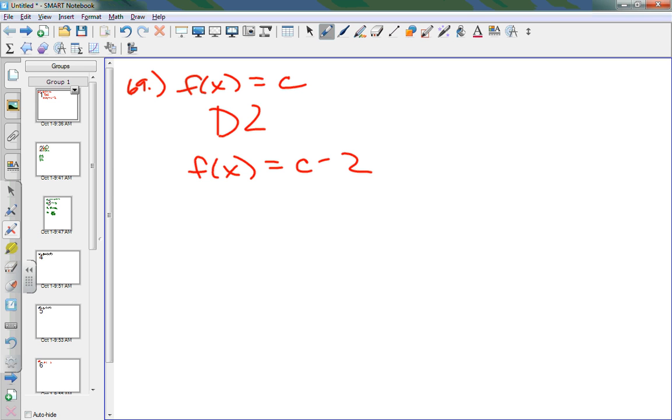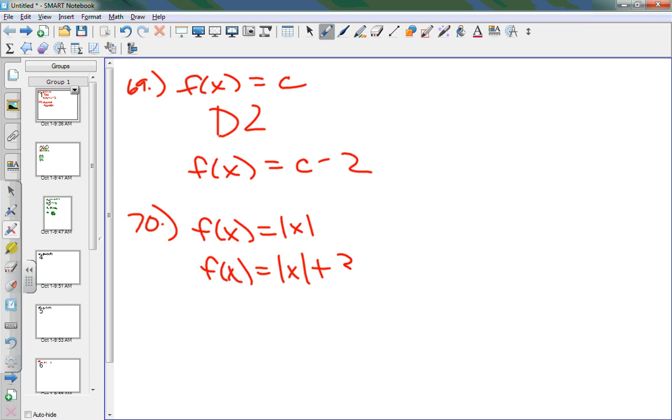Okay. 70, what's going on with it? What's the parent function? F of x equals the absolute value of x. What's happening to that thing? It went up 3 units. So how do I write that? Absolute value of x plus 3. Good.